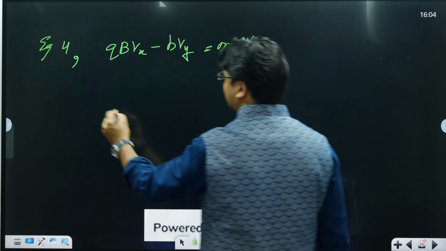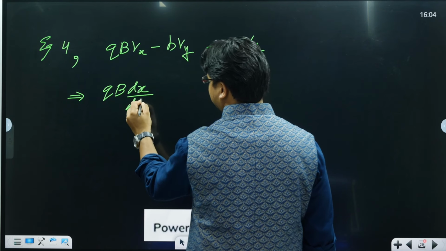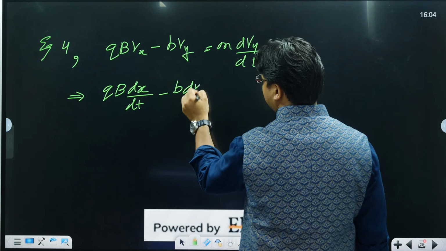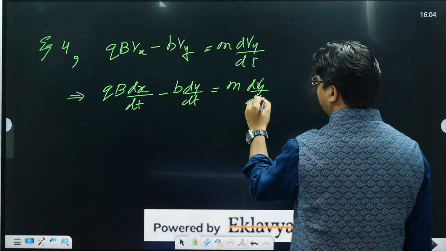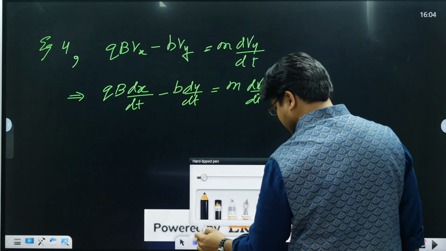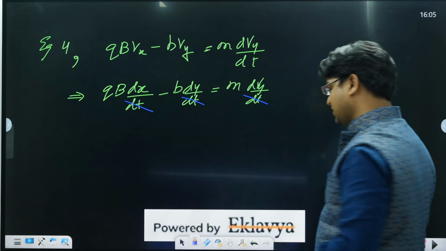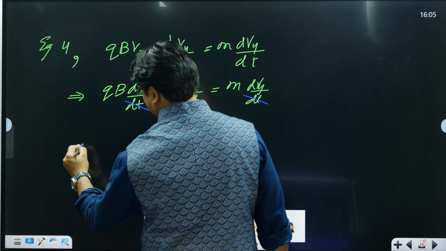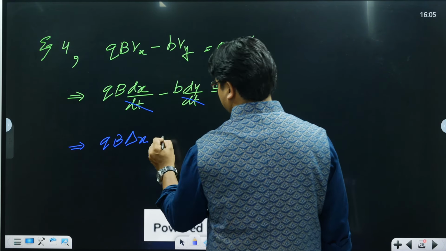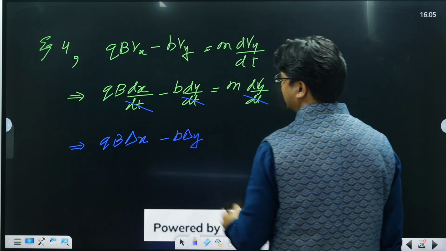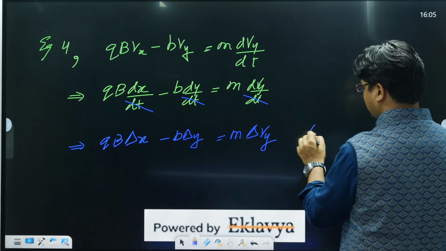Now what can we do here? We can again write this as QB dx by dt minus B dy by dt is equal to M dVy by dt. Again you can check that dt gets cancelled everywhere, and now everything is integrable. When you do the integration, you end up getting QB delta x minus B delta y is equal to M delta Vy. So this is your equation number 6.